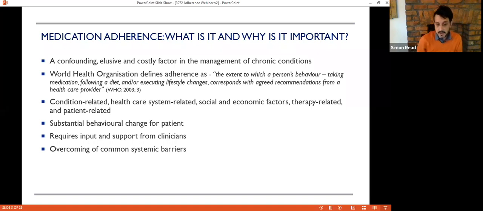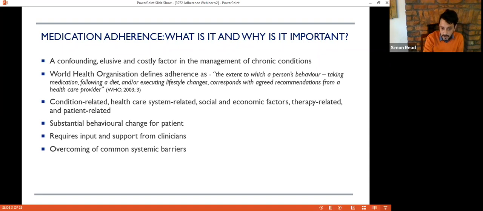And as you can see, that definition is relatively broad and includes non-medication related healthcare instructions, such as dietary changes. I'll be mainly focusing on research into medications, as I say, but we'll naturally be dipping into these examples from these other worlds because I think some of them bear some relevance to dentistry more than anything else. The WHO are also helpful in providing 5 dimensions of adherence: condition-related, healthcare system-related, social and economic factors, therapy-related, and patient-related, which I'll be using alongside other models as we progress through.